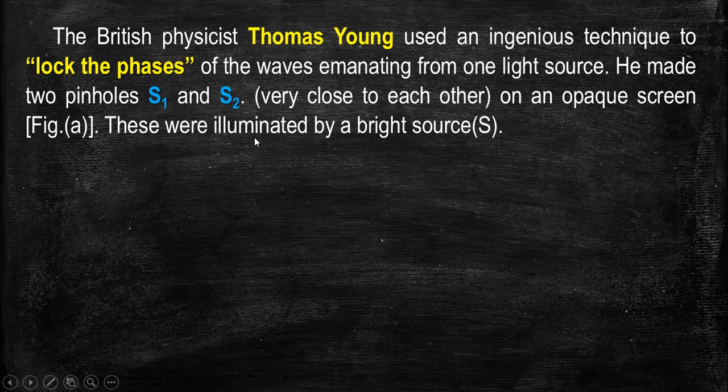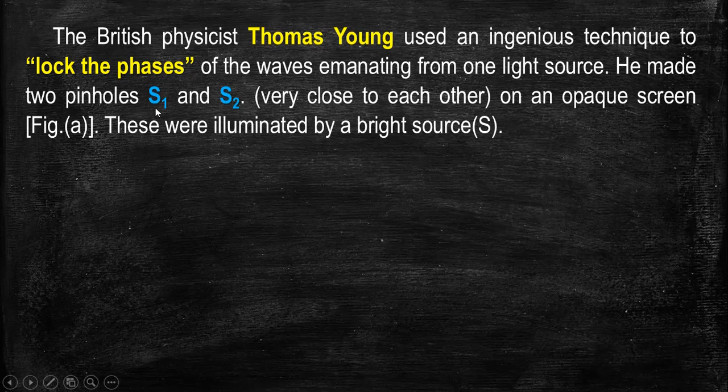So let us start the experiment. Thomas Young is the name of the scientist, who was a British physicist. He used one simple technique, lock the phases. Lock the phases is a very unique technique, because you cannot produce coherent sources by taking two independent light sources. Practically it is very difficult, but Thomas Young used this technique to produce a pair of coherent sources from a single light source.